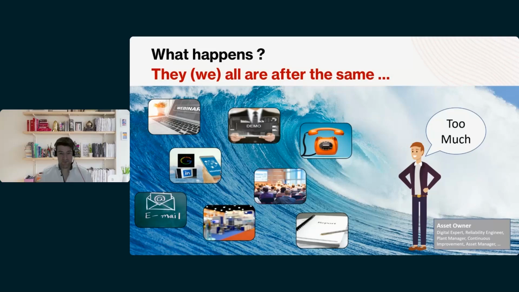And I've been in this position. I've contacted or had contact with many suppliers, and you're really triggering a wave or an avalanche of information, never-ending contact requests with digital solutions. It is too much.